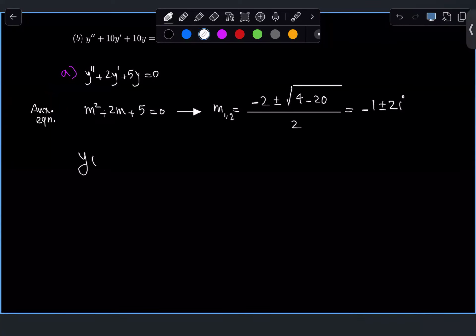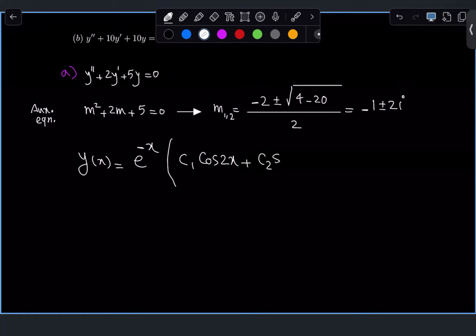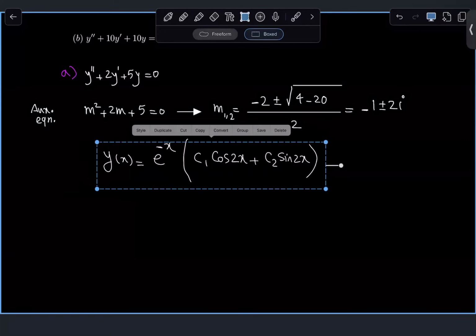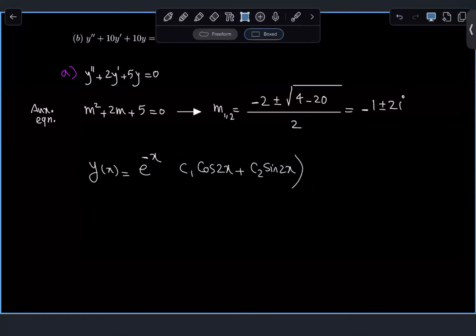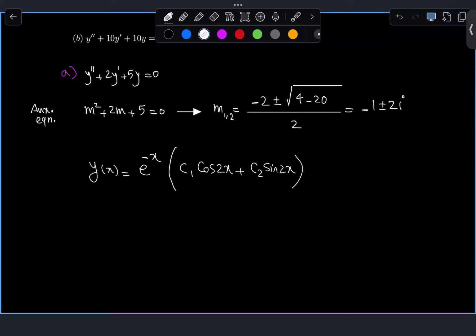So y as a function of x is e to the negative x, the real part, times some constant, you can call it C1 or A, cosine of 2x plus C2 sine of 2x. Any questions? So if you're done with this one, you can try the second one. Before we do that, what does the solution look like?